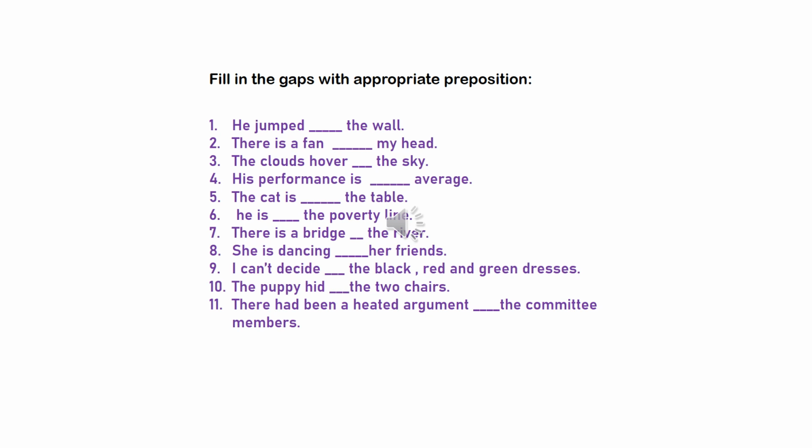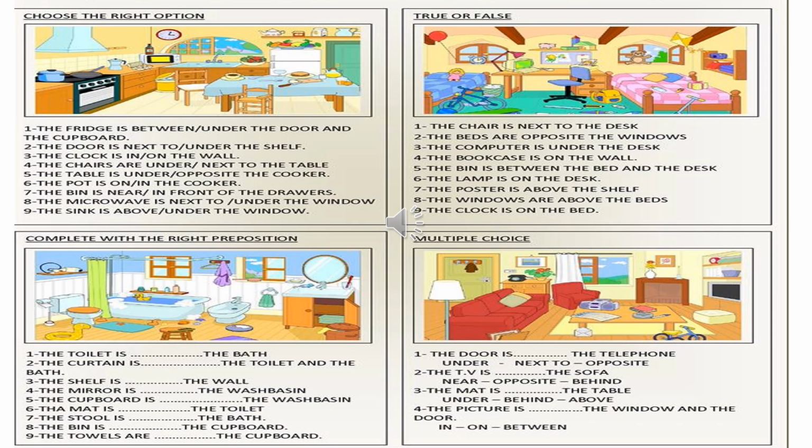This is your exercise. You have to fill in the gaps with appropriate prepositions. Here you have 11 sentences with blanks. Try to do them. This is another worksheet. You have to do 4 categories of questions here. First one, choose the right option. Second one, true or false. Third one, complete with the right preposition. And last one, multiple choice. For reference, you have to look at the pictures.